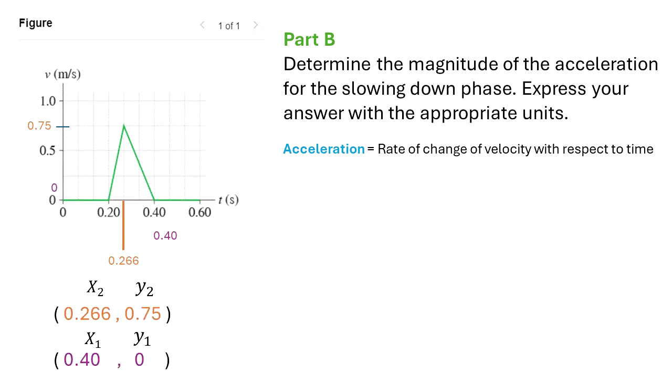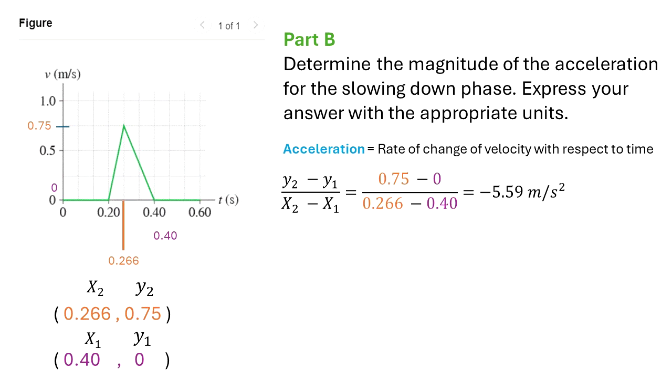We know that from this graph, the negative slope denotes the slowing down phase. We are going to use one of the points that we found before, x2 = 0.266, y2 = 0.75, and a new point that's part of the slowing down phase, x1 = 0.40, y1 = 0. That's the purple point.